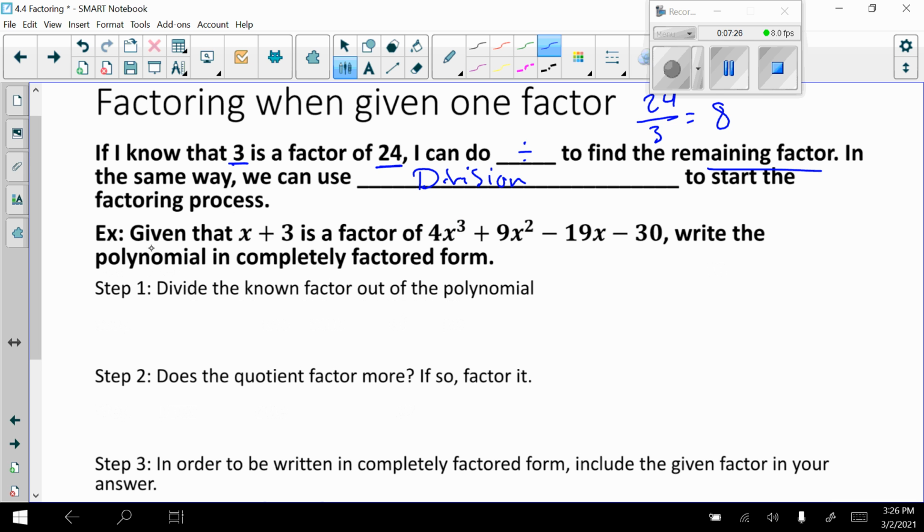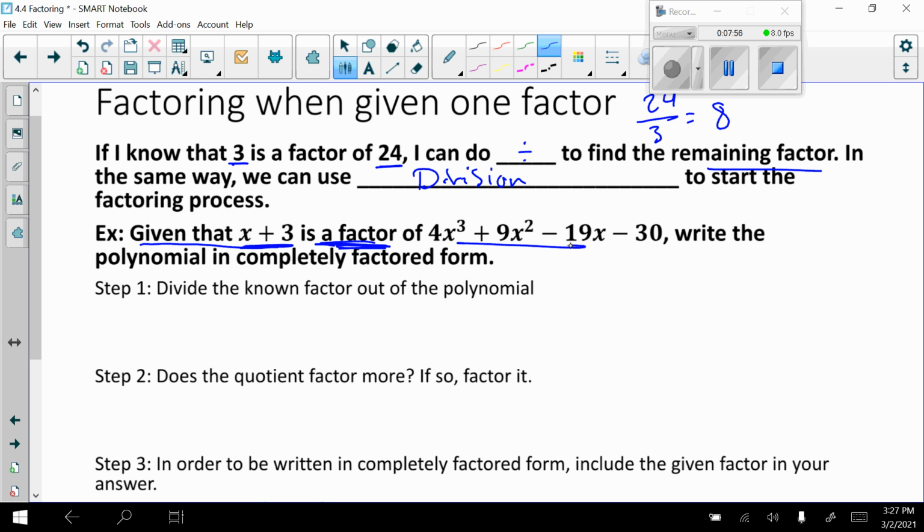This problem says, given that x plus 3 is a factor of this polynomial, write the polynomial in completely factored form. So maybe you remember when we talked about division, that if you divide two polynomials and you do not get a remainder, that means it's a factor, all right? So I'm told that x plus 3 is a factor of this thing. So that should mean that if I divide them, I don't get a remainder, okay? So I'm going to go ahead and do that.